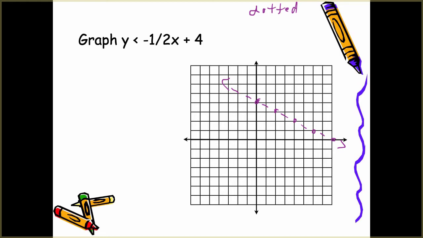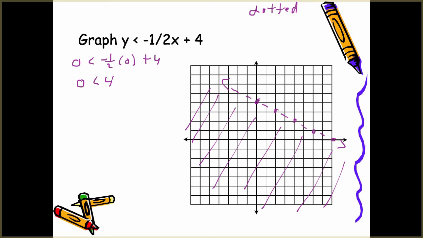So we plug in 0 for y and 0 for x. So 0 less than negative 1/2 times 0 plus 4. Is 0 less than 4? It is, which means the point 0, 0 is in the solution area, which means we shade this side of our graph. And this is how we solve inequalities in two variables.